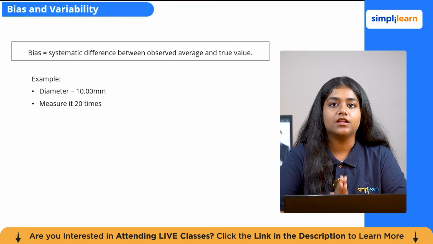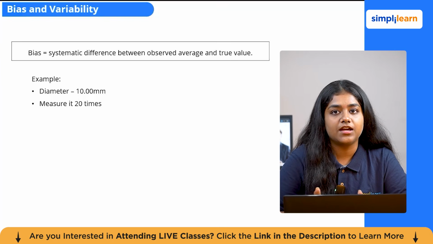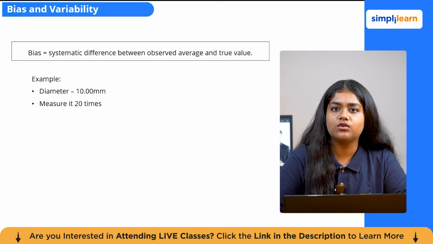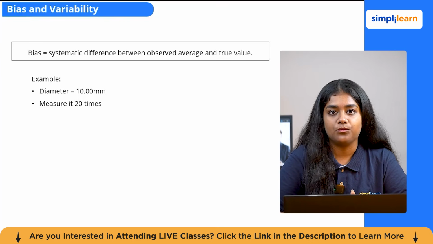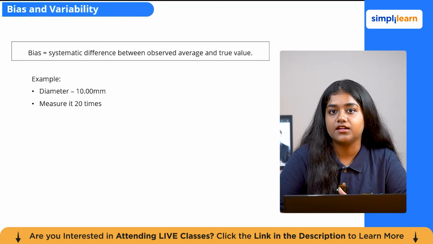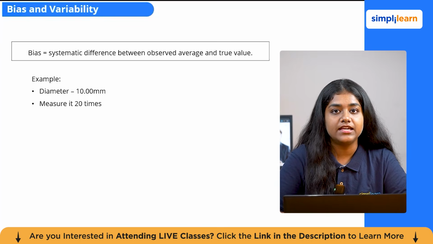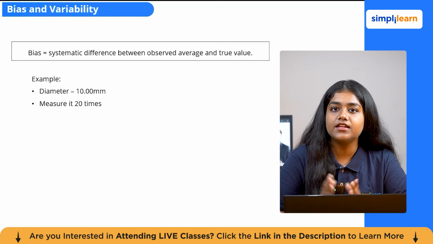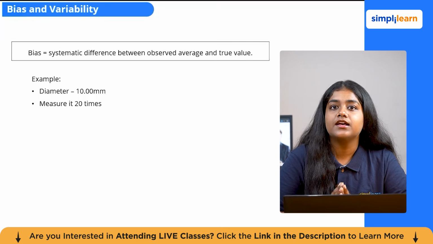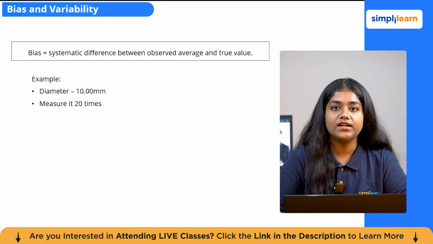Let me give you an example. True diameter is 10 millimeters. Assume a pin has a certified or known diameter of 10 mm. This value is treated as the reference or true value. The purpose of the measurement study is to see how close the gauge readings are to this known value. So, measuring the same part multiple times, that is, when the same pin is measured 20 times, the readings may not all be exactly the same. Some may be slightly higher or lower. By taking repeated measurements, we can calculate the average reading and compare it with the reference value.